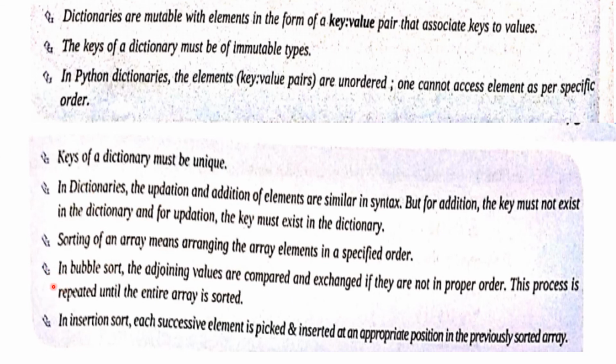In sorting techniques, you need to remember that in bubble sort the adjoining values are compared and exchanged if they are not in proper order. This process is repeated until the entire array or list is sorted. And in insertion sort, each successive element is picked and inserted at an appropriate position in the previously sorted array or sorted sublist. So dear students, we have now completed our Python revision tour 2.